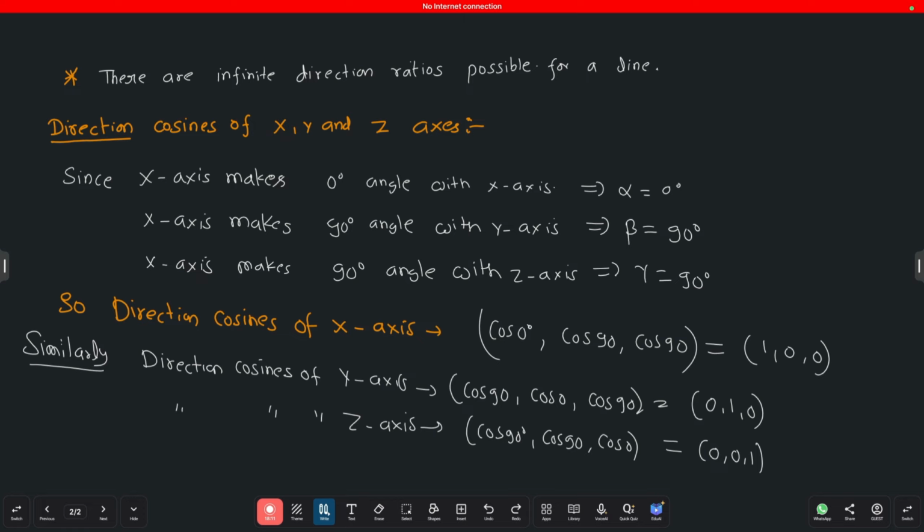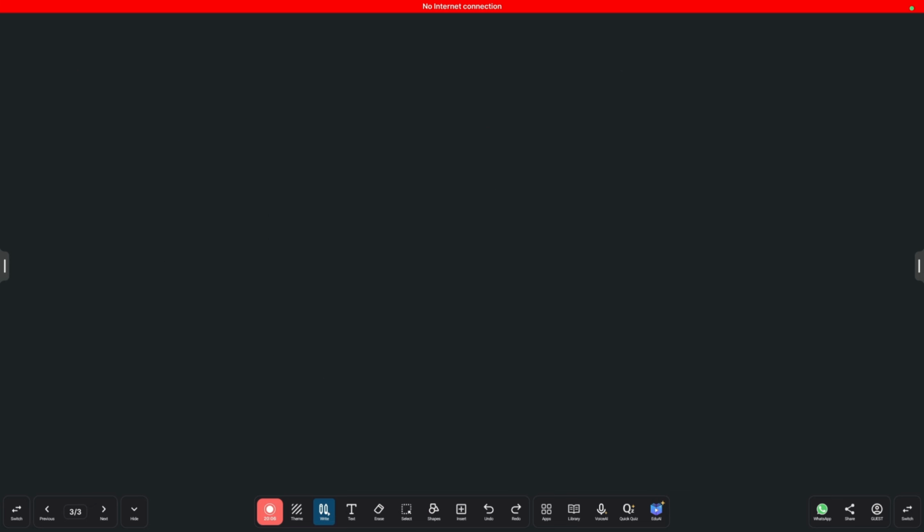So from now onwards, remember, whenever I ask direction cosines of x axis, 1, 0, 0. Direction cosines of y axis, 0, 1, 0. Direction cosines of z axis, 0, 0, 1. And why is it so? Already you know the reason, because of direction angles. Note it.